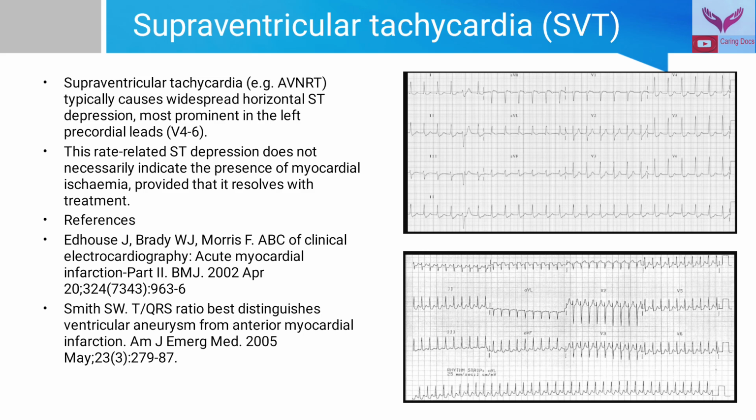Similarly, patients with right bundle branch block may produce a similar pattern of repolarization abnormalities to right ventricular hypertrophy, with ST depression and T wave inversion in V1 to V3. Patients with supraventricular tachycardia, there we can see widespread horizontal ST depression, most prominent in the left precordial leads, that is V4 to V6. This rate related ST depression does not necessarily indicate the presence of myocardial ischemia, provided that it resolves with the treatment.